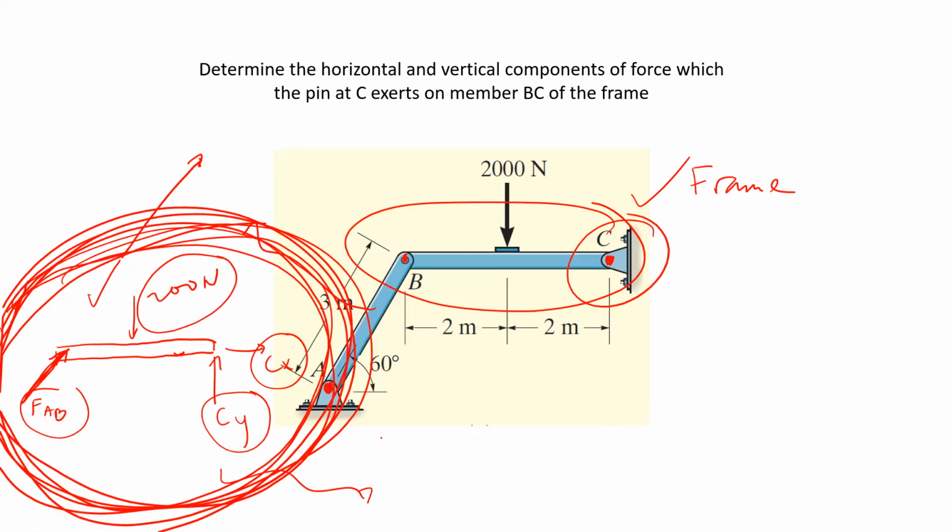Three, yeah. Sigma Fx equals 0, sigma Fy equals 0, and sigma moment equals 0. So in this case, the number of unknowns and the number of equations match, right, Fatima? Yes, sir. So we can solve this problem. Okay, so we can solve this problem using only this free body diagram.